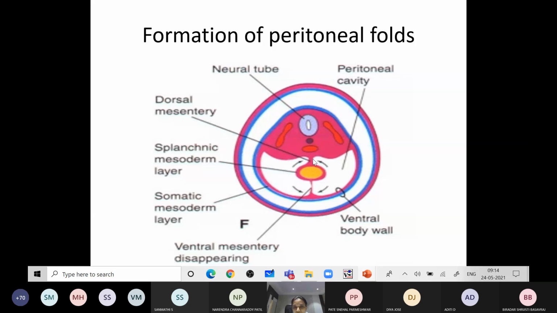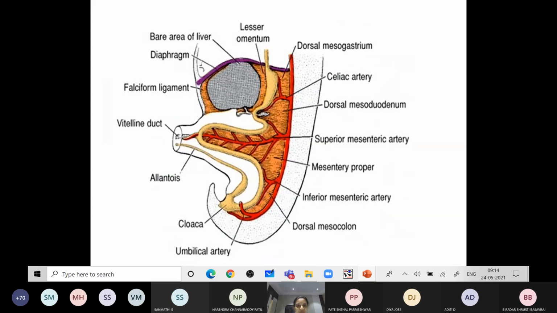and from the posterior abdominal wall with the help of dorsal mesentery. The ventral mesentery, in most cases, disappears. You can see here, this is the ventral mesentery. Only in the upper part does it remain and form different folds, whereas in the lower part it is not there. Whereas the dorsal mesogastrium will be there throughout, helping in the formation of different folds and ligaments, which suspend different parts of the gastrointestinal tract.